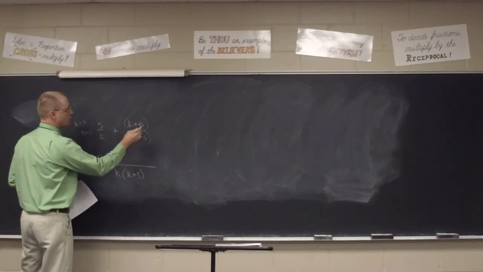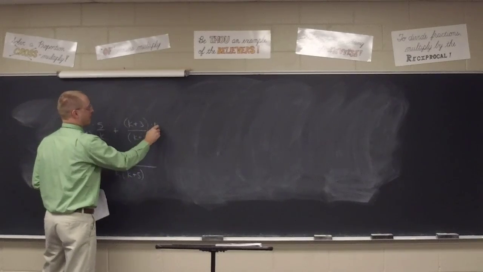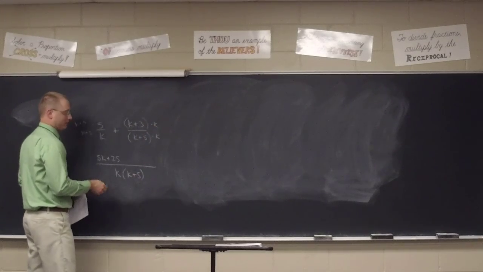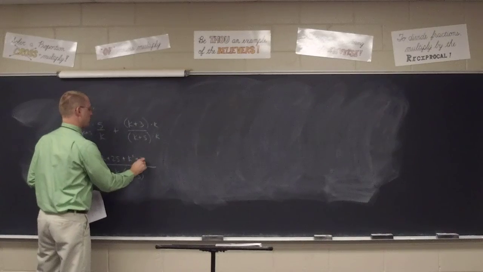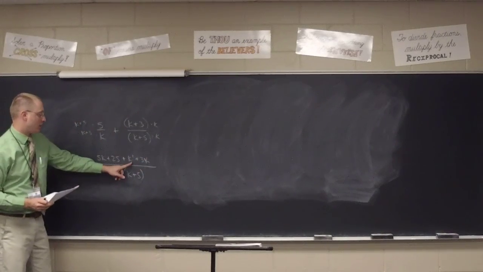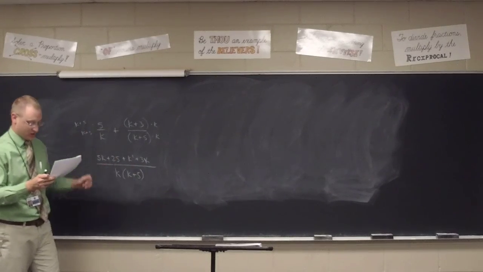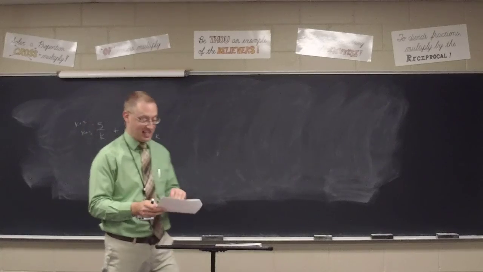5k plus 25. To go from a k plus 5 to a k plus 5, what do I have to do? Multiply by k. And what does that give me for my numerator? K squared plus 3k. So what's my numerator going to need to be? K squared plus 8k plus 25, which means my answer is letter E.